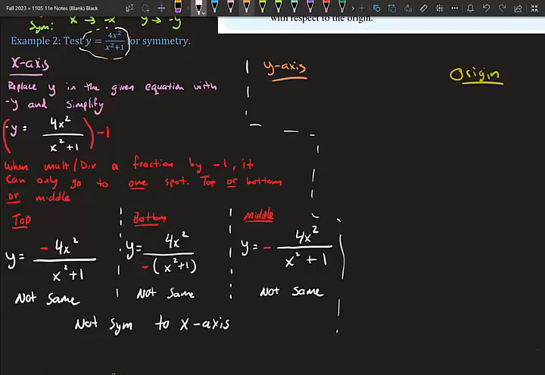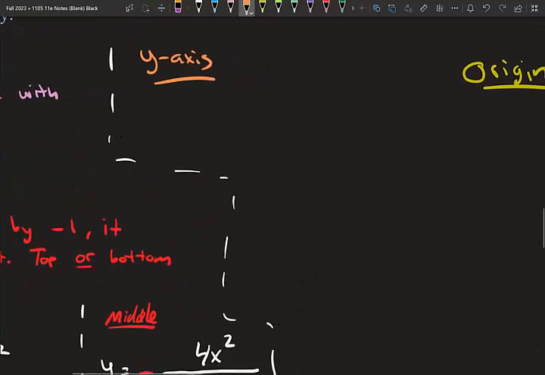Alright, let's do our y-axis. Since we're talking about symmetry, we know that something needs to be negative. So the opposite of y is x. So x needs to be replaced by negative x, and then we simplify.